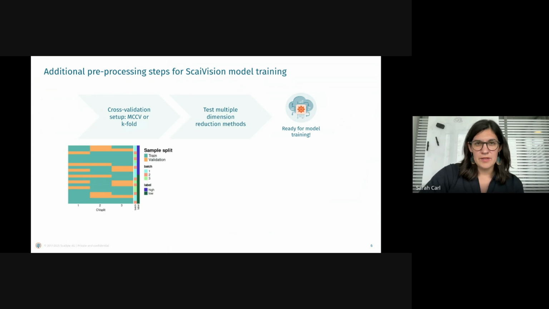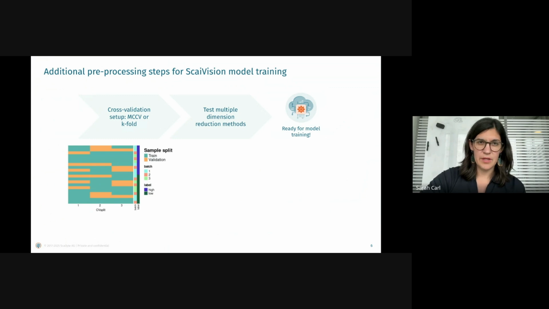And finally, I want to touch on a couple of additional steps that we need to apply in order to get the data ready for model training in ScaiVision specifically. The first one relates to how we plan to split the data in order to perform cross-validation during the model training process. Because we'll be training a whole series of models with different hyperparameters, we always need to have a subset of the data that we use for validation in order to monitor the loss during training and eventually determine which hyperparameter settings work best for each dataset.